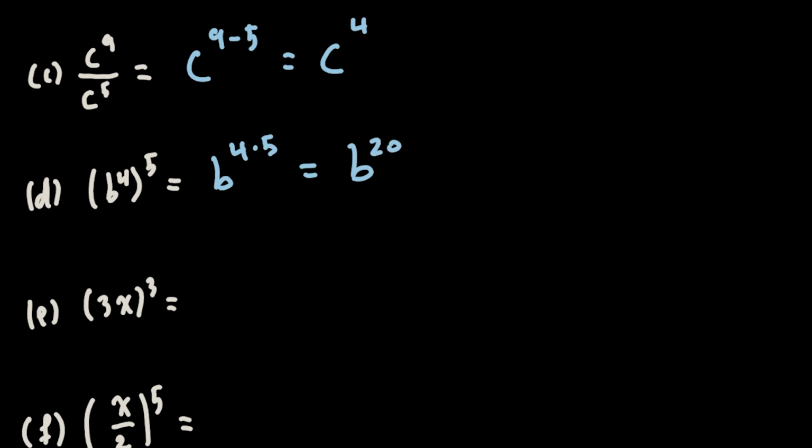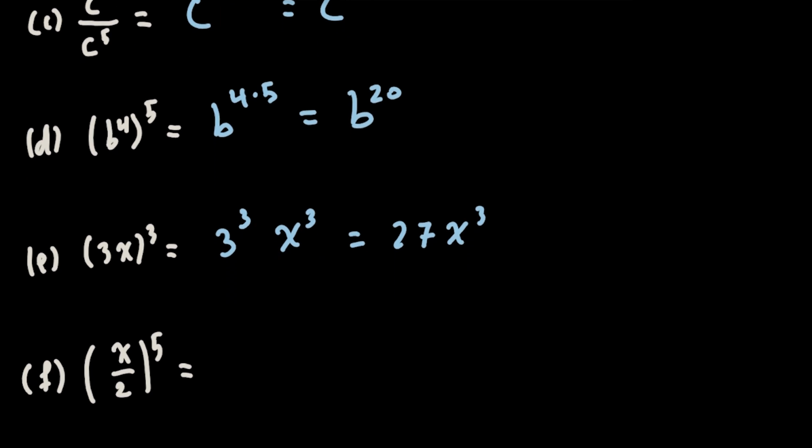Let's see part E. So part E says 3x all to the power 3. So we'll just distribute the power. So here we'll have 3 to the power 3, x to the power 3, and we can just simplify it. 3 multiplied by 3, it's 9. 9 multiplied by 3, it's 27. And the x to the power 3, we cannot simplify it more.